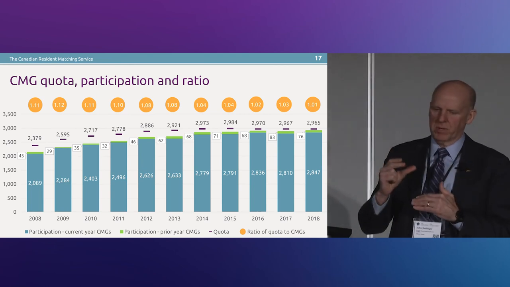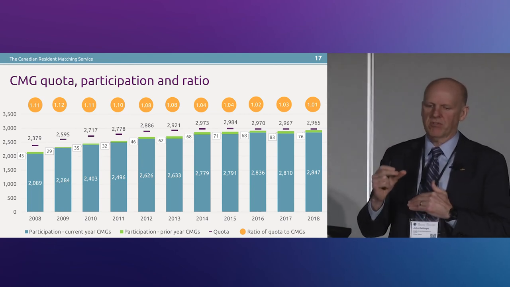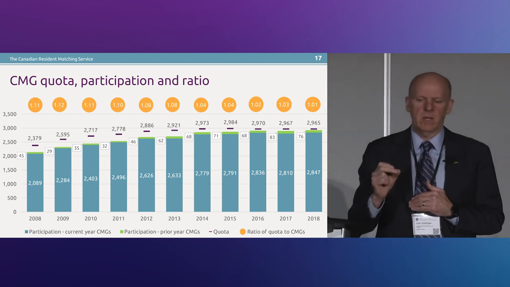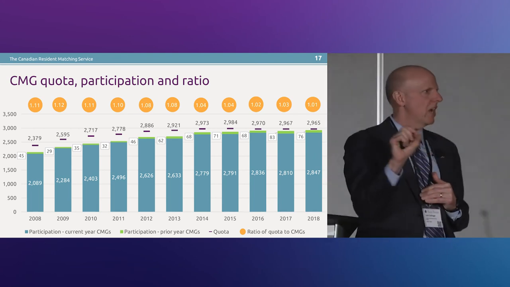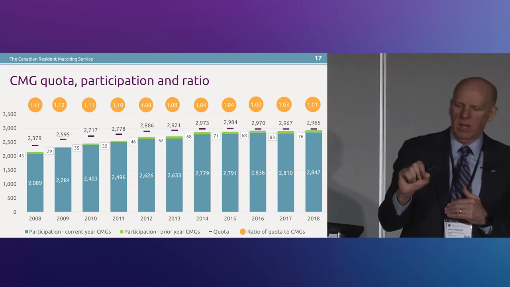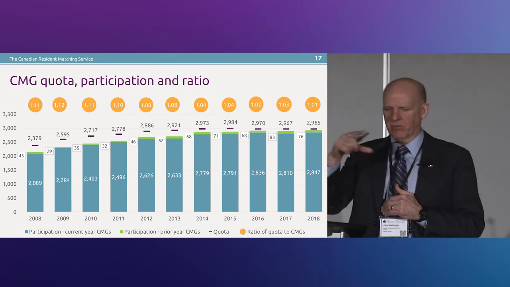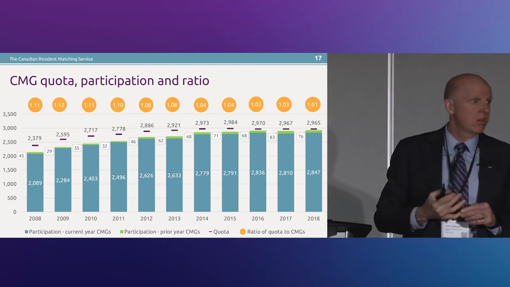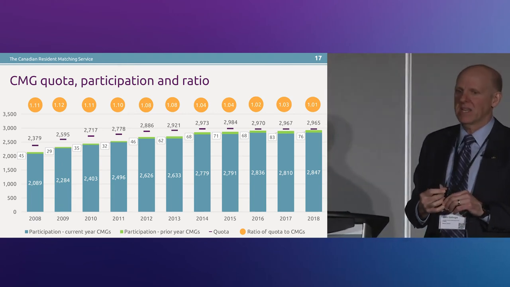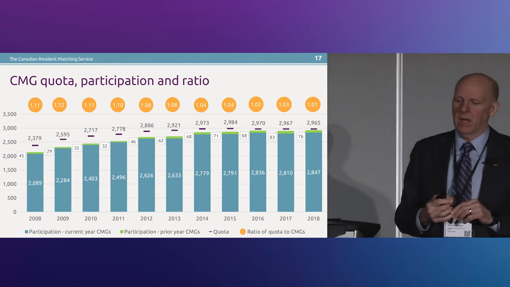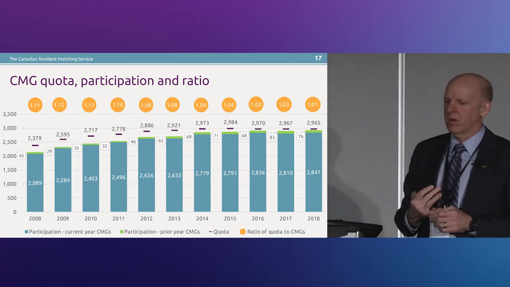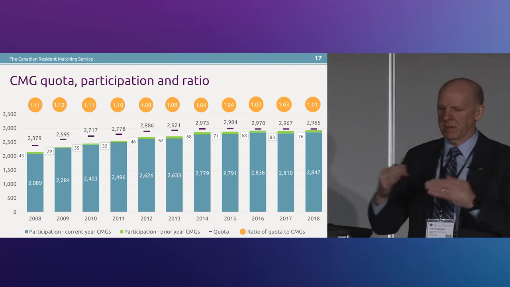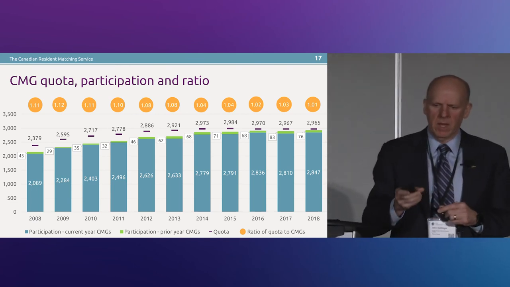The blue is the participation of current year CMGs. The green is participation of prior year CMGs. And the quota is the dash above each one of the columns, and then the ratio is the circle above. So the positions have declined in the aggregate by 19 since 2015. The combination of current and prior year participation is up by 61. So that's kind of the shifting in time.